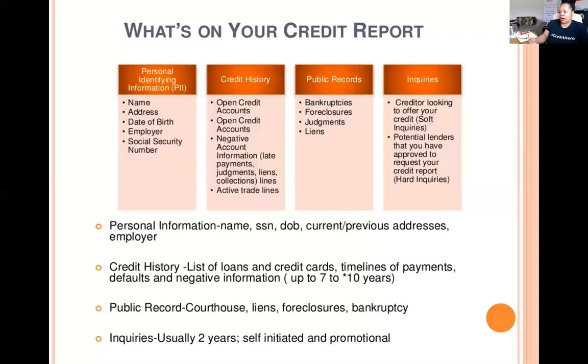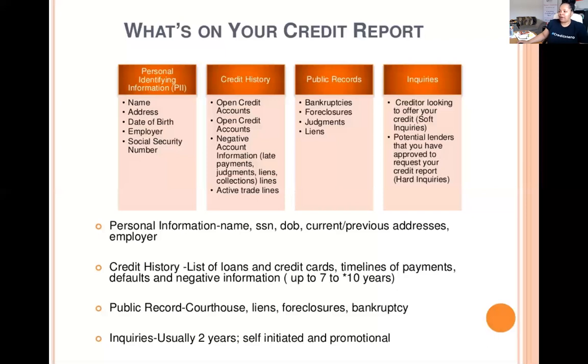Any previous addresses that you've had, basically any identifying information that tells the bureaus and your creditors who you are. Your credit history is pretty much going to be a summary of all of your account types: open credit accounts, negative accounts, judgments, liens, active trade lines, things of that sort. So if you have a car loan, a mortgage, a credit card, a personal loan, sometimes the lease option to buy would report on your credit report depending on the company that you're doing business with, right?